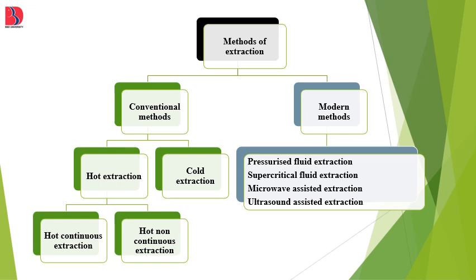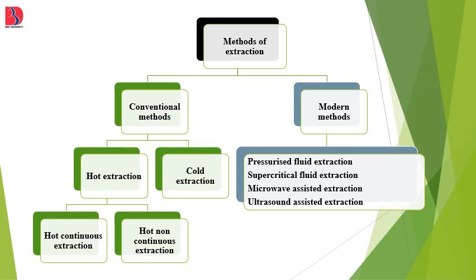If you go for classification of the methods of extraction, we can broadly classify them into two categories. One is the conventional or traditional methods, which we have been using since long. And over the period of time, we have developed some modern methods of extraction also. Just to name some modern methods: pressurized fluid extraction, supercritical fluid extraction, microwave assisted extraction, ultrasound assisted extraction. Now all these modern methods are quite efficient and less time consuming, but in this lecture we'll be discussing only the conventional methods, and the modern methods will be discussed in the coming lectures.